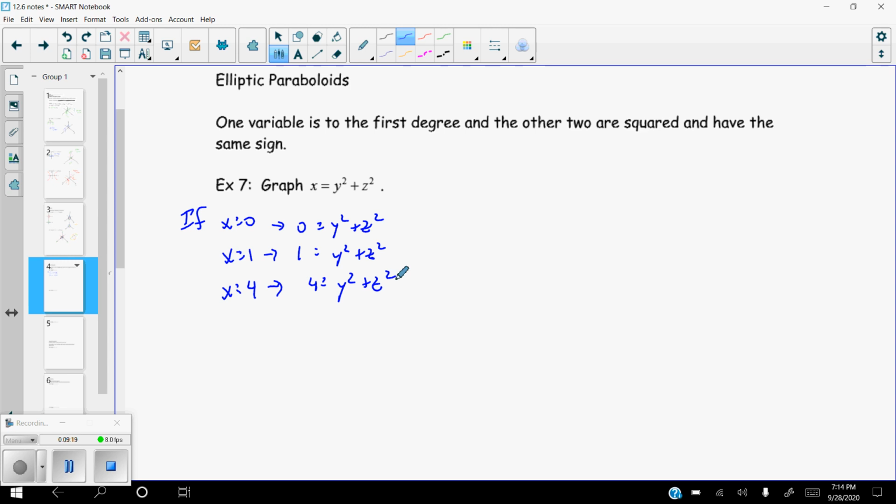Well, let's try x in a different direction. Let's go with x equals negative 1. Well, if x equals negative 1, we get that negative 1 equals y squared plus z squared. There is no way to get negative 1 out of y squared plus z squared. So this leads to no solution, which means that there are no values in the negative x direction. You cannot have y squared plus z squared equaling a negative value. It just doesn't exist.